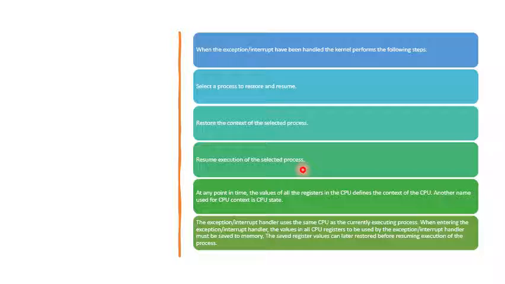Say, for example, PowerPoint: if you have saved four lines of points, and while typing the fifth point, a power problem occurs, once you restart your system, if you have saved up to the third point, you can go back to that slide and proceed further. So at any point in time, the values of all the registers in the CPU define the context of the CPU. Another name for the CPU context is CPU state.